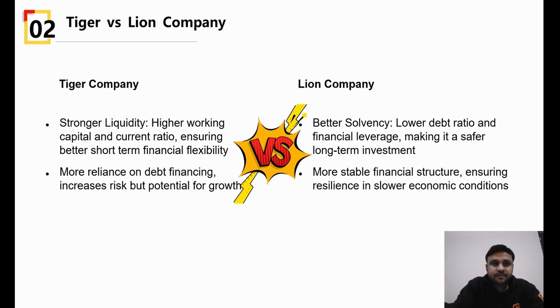Let's compare Tiger and Lion company using the previous calculations. Lion's low debt ratio and financial leverage make it a safer long-term investment. Its stable financial structure ensures resilience even in slow economic conditions. However, Tiger has a stronger liquidity position, giving it better short-term financial flexibility. It relies more on debt financing, which increases the risk but also presents growth opportunities.